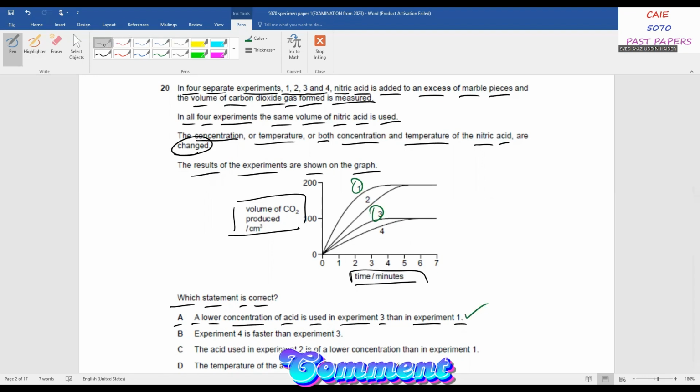Now let's check the other statements. B, experiment 4 is faster than experiment 3. Let's compare 4 and 3. Experiment 3 should be faster as compared to 4. So this is wrong.